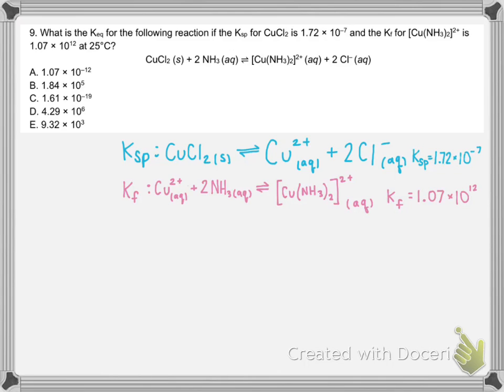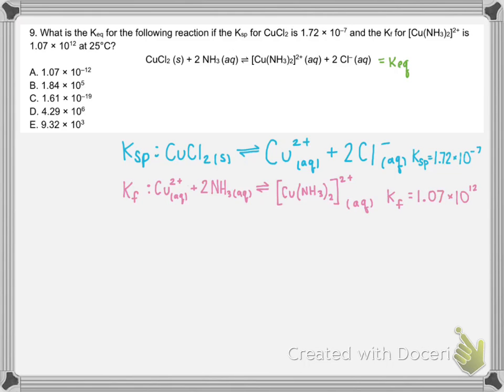In question 9, they're asking us to figure out the KEQ for the given reaction given the KEQs for two other things. They give us the KSP for copper chloride. So I'm going to start by writing the reaction for that, knowing that KSP always corresponds to taking a solid and breaking it into its aqueous ions. And they give us the KF for some complex. I know that KF is formation, and it's bringing the individual components of the complex together.